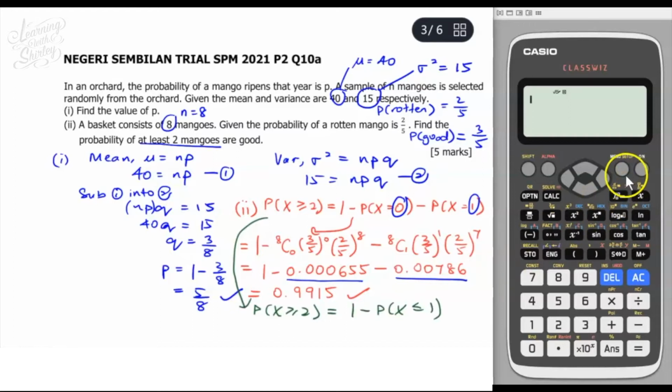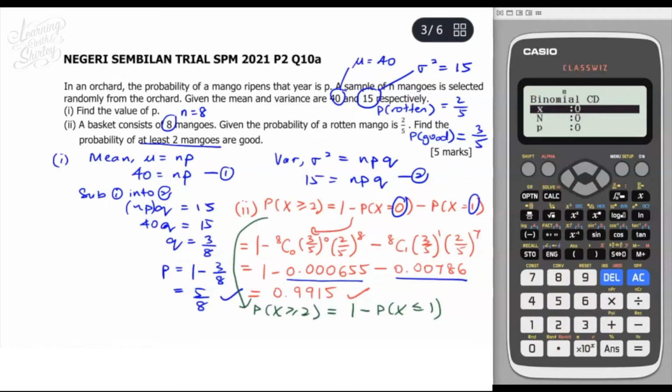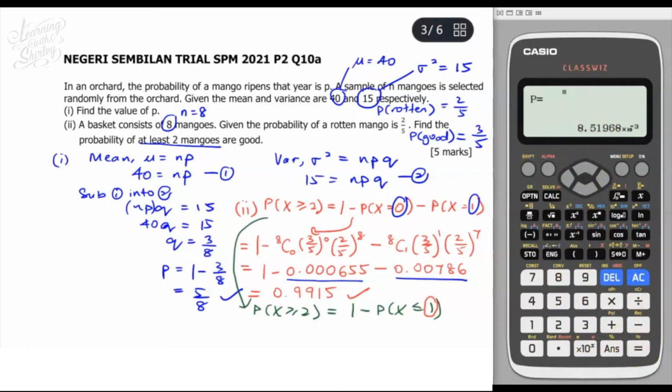So let's look at this calculator. So press menu, and then go to 7, and then you go down, you see binomial CD, okay? Binomial CD, so press 1, and then you're going to press the variable 2. Okay, so now you key in your x now, okay, from here, this is 1, okay? You're going to press 1. So press 1, and then your n is still 8, okay? And your p is 3 over 5. 3 divided by 5, okay, which is 0.6, okay? So you press equals, so you get this, okay, so you're going to write it down.